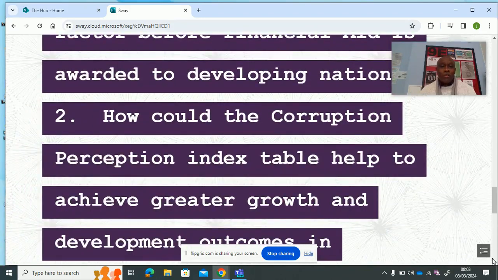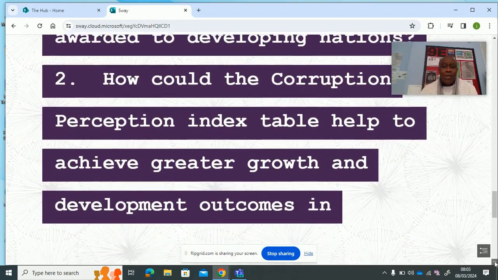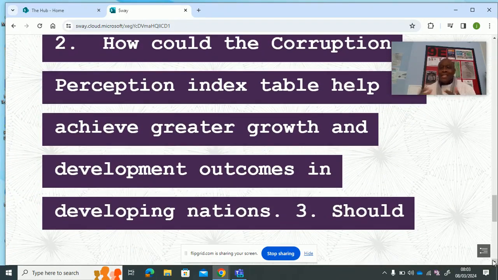Another question: could the corruption perception index table help to achieve greater growth and development outcomes in developing nations? Again, think about it. This is what economics is about. It's about reading, understanding the content, then applying it.